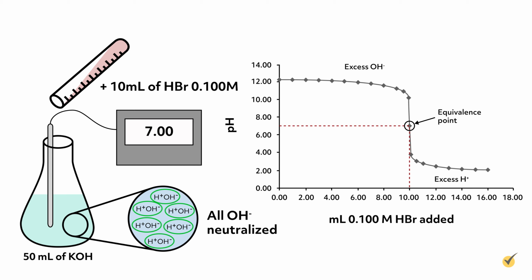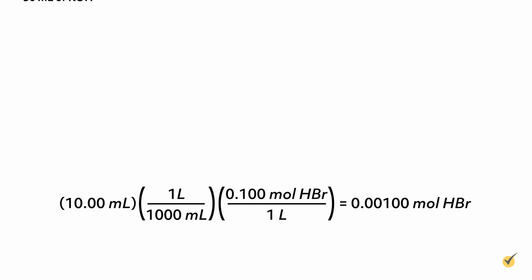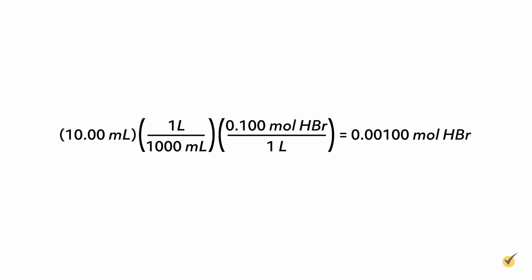For this reaction, that means all of the potassium hydroxide has been neutralized, and thus the number of molecules of potassium hydroxide is equivalent to the number of molecules of hydrogen bromide. The equivalence point coincides with the steepest part of the titration curve for all titrations. Using this information, we can now calculate the concentration of the potassium hydroxide solution.